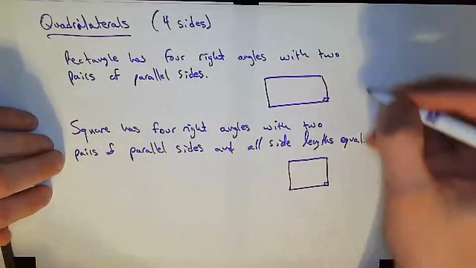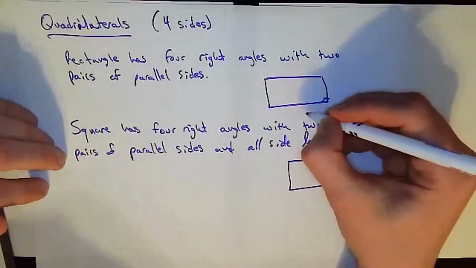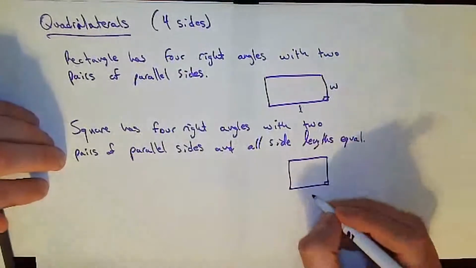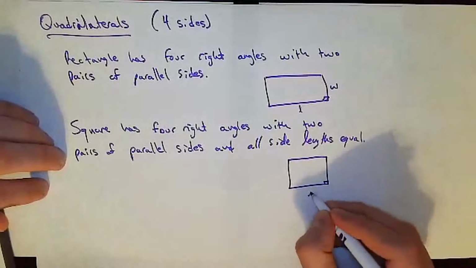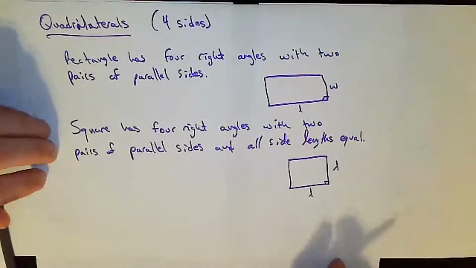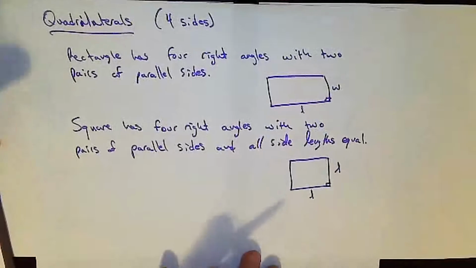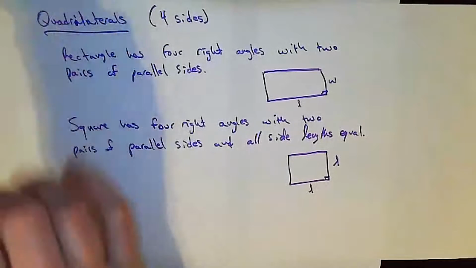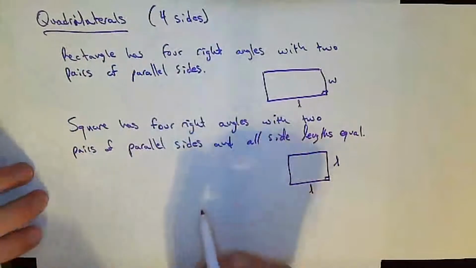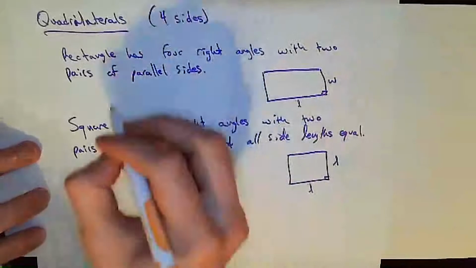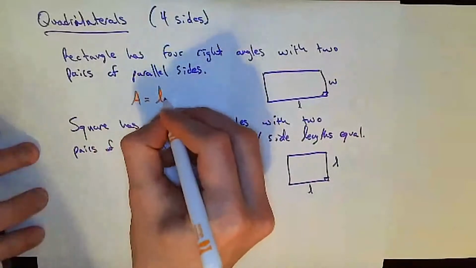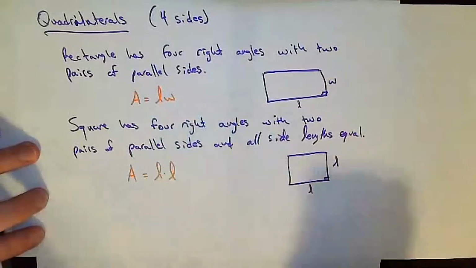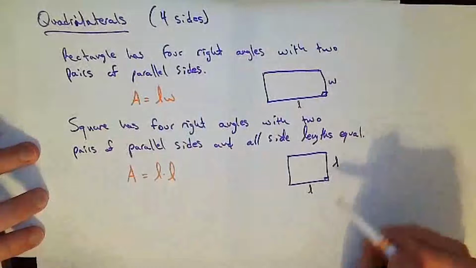Okay. So up here, if I denote these side lengths on the rectangle as L for length and W for width, then over here I could just call this L for length, and this side would be the same, L for that length, for a square. We say that the area formula for a rectangle or a square is just the product of those 2 dimensions. So A is equal to L times W for a rectangle. A is equal to L times L for a square, or whatever you like to call the sides.